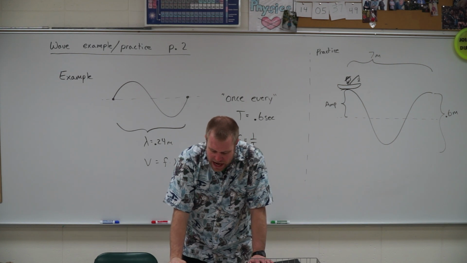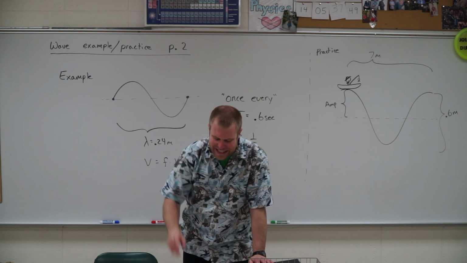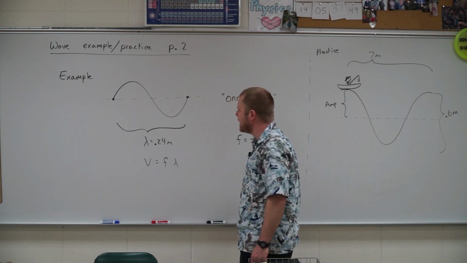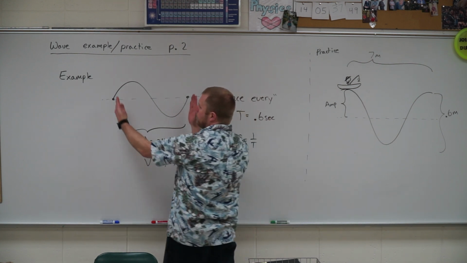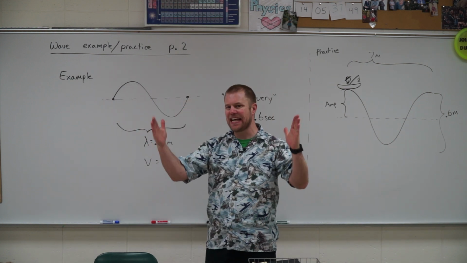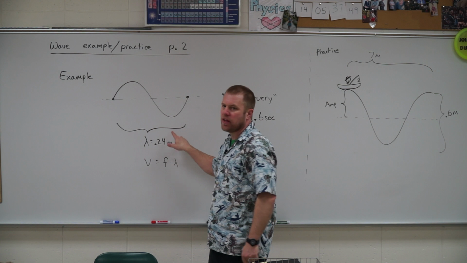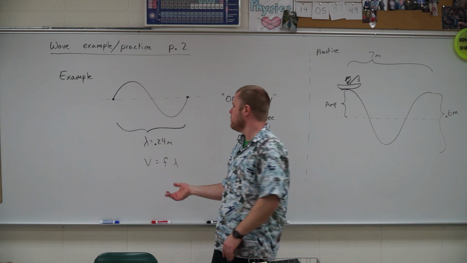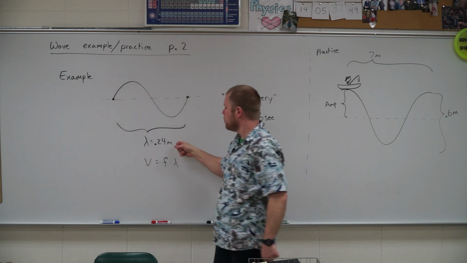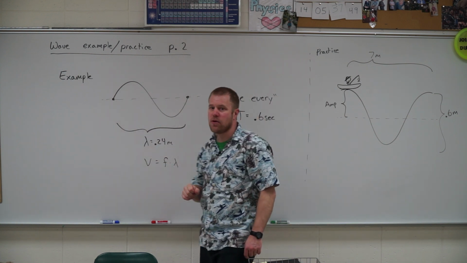A periodic wave on a taut string completes a single 0.24 meter wave every 0.6 seconds. So the 0.24 meters, they're telling me, is the wavelength. A single wave means they're telling me the wavelength. If it said a half a wave, then that would be half the wavelength. So they told me the full wave was 0.24 meters. That's how I identified it as the wavelength.